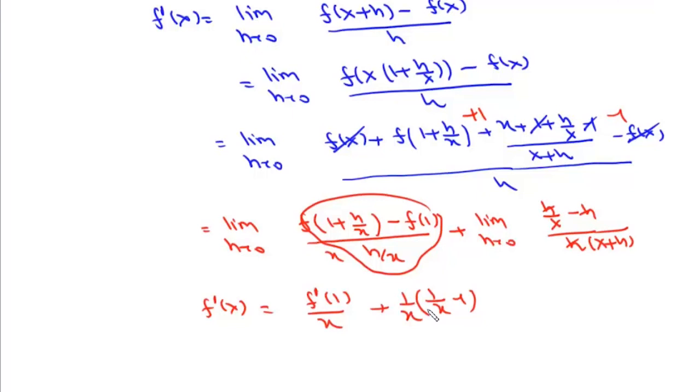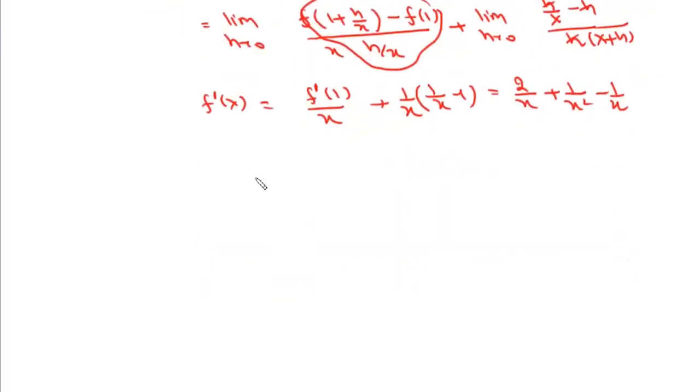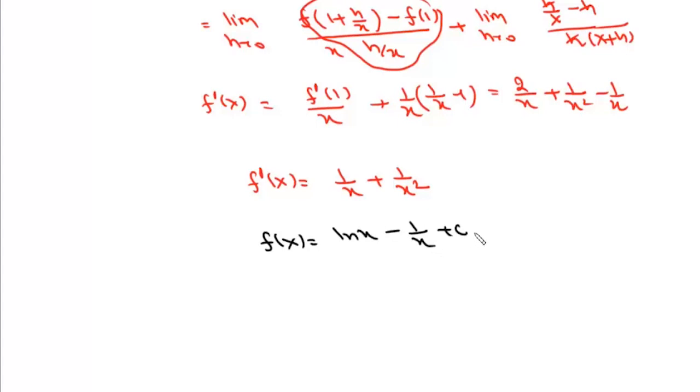Now we are given that f dash 1 is 2, so if we put f dash 1 as 2, it will be 2 upon x plus 1 upon x square minus 1 upon x, or we can write f dash x is 1 upon x plus 1 upon x square. Now we integrate this function, we can write f x equals log x minus 1 upon x plus c.